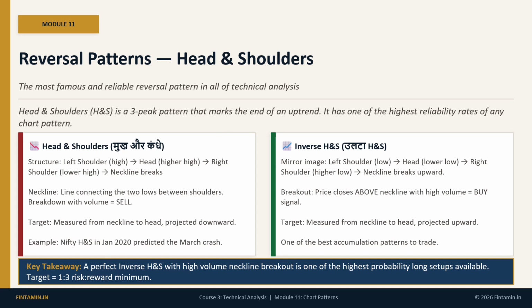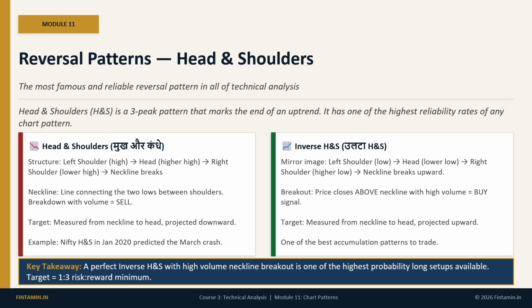Head and shoulders is arguably the most famous chart pattern in all of technical analysis, and for good reason. It has one of the highest reliability rates of any pattern. The structure: left shoulder, a high followed by a pullback; head, a higher high followed by a pullback to roughly the same level as the first pullback; right shoulder, a lower high, failing to reach the level of the head. The neckline connects two pullback lows between the shoulders.